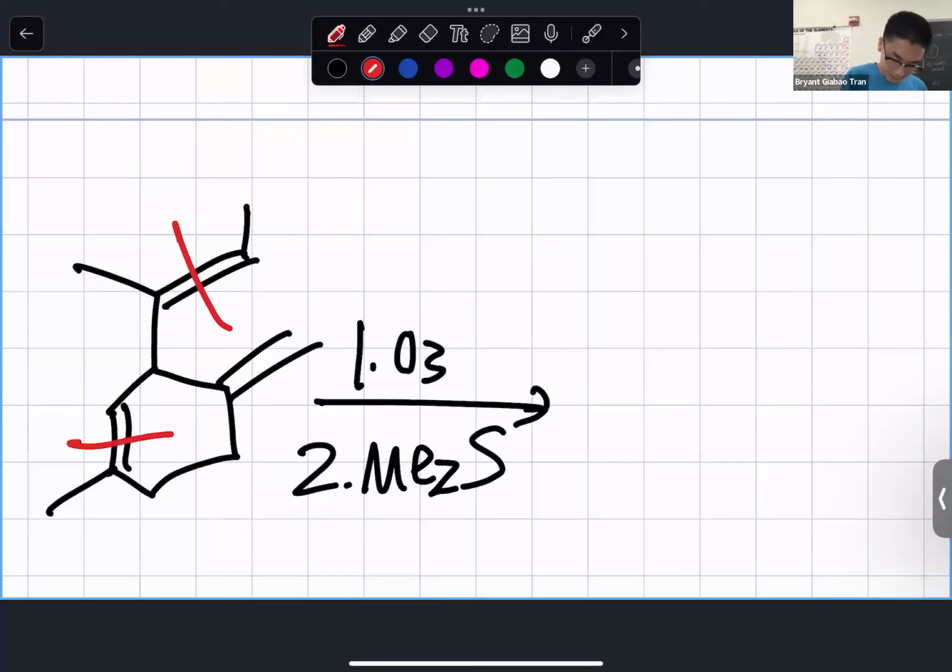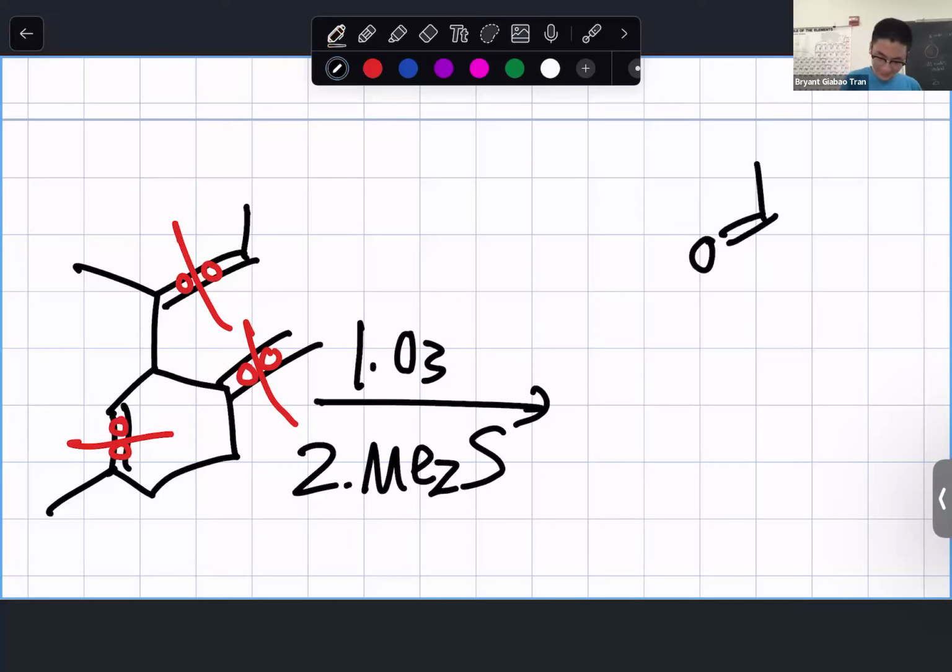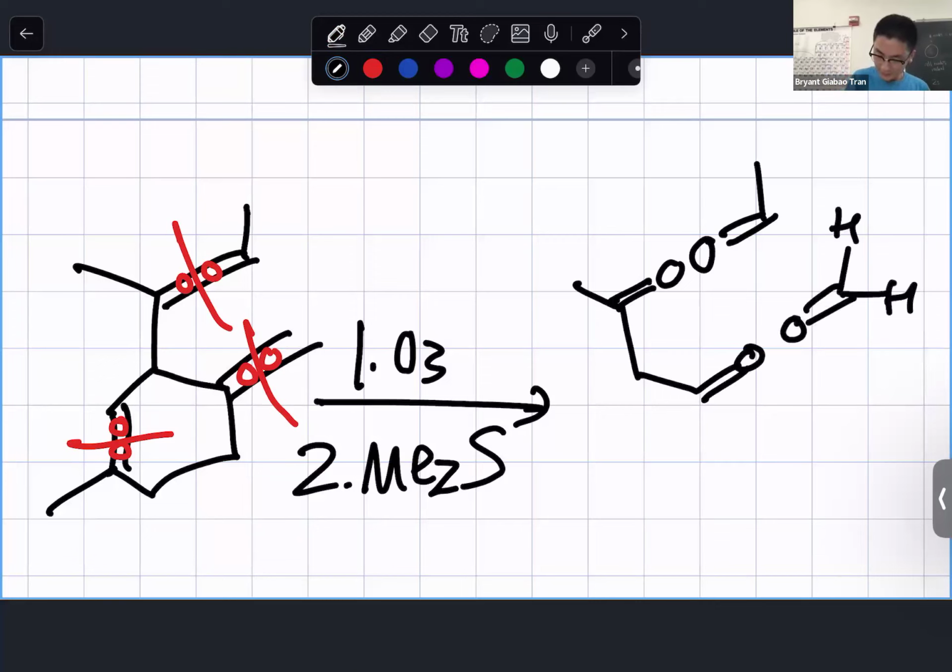So, cut. Okay. It's weird. Form aldehyde. Aldehyde. Whoa.